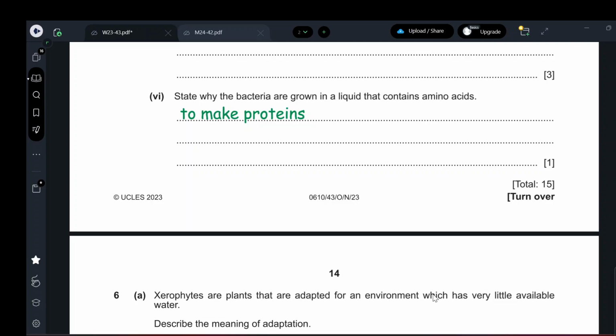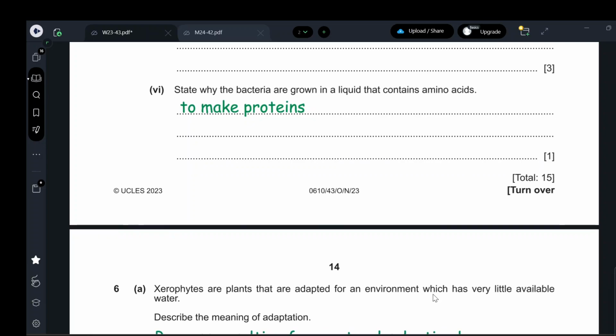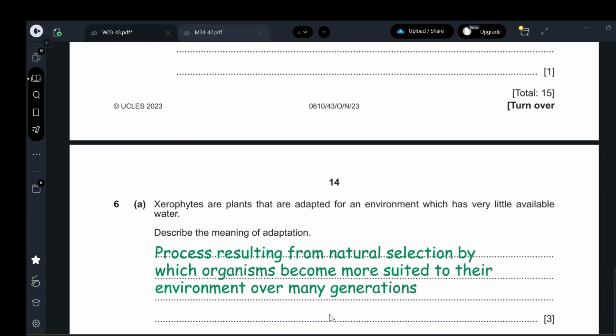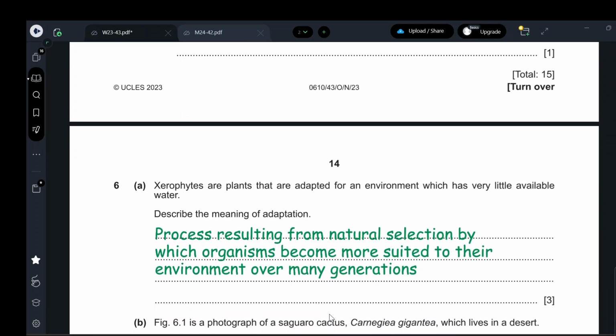The last question in this exam is about xerophytes. We said that we took two types of plants. Hydrophytes are the plants that live in water. Xerophytes are the plants that are adapted for the environment which has very little water available, deserts. First, he asked me what is the meaning of adaptation. It is the change in features over time resulting from natural selection by which the organisms become suited to their environment.